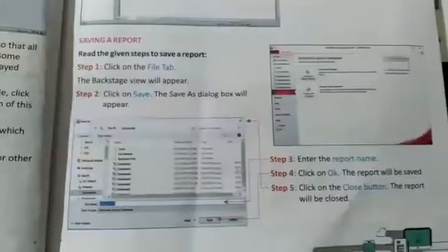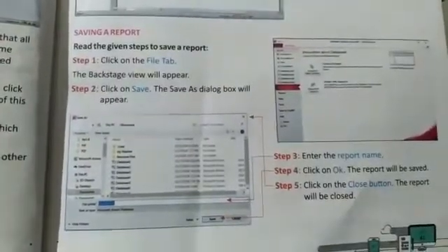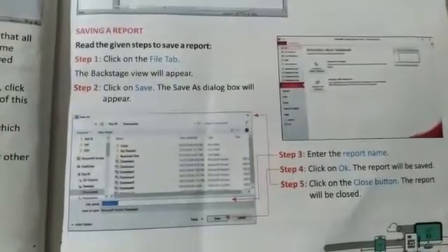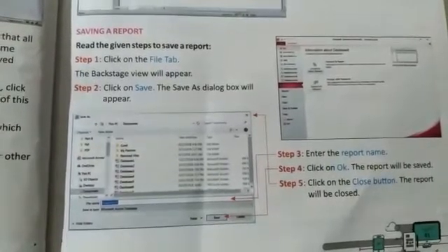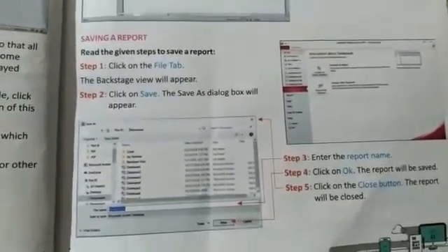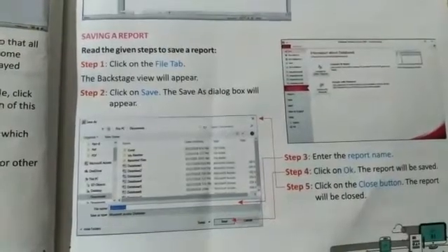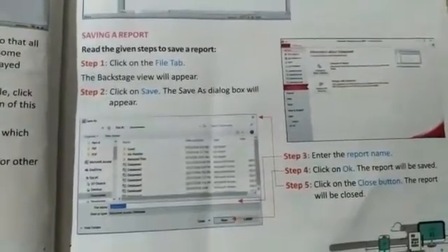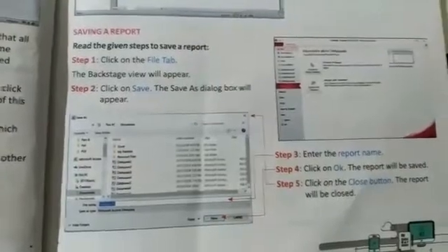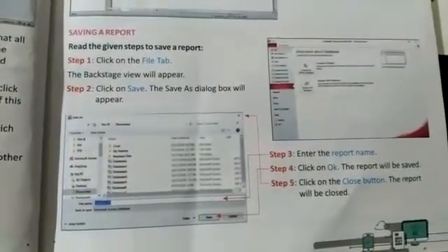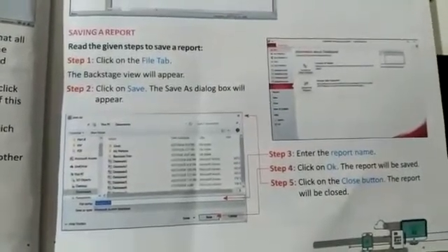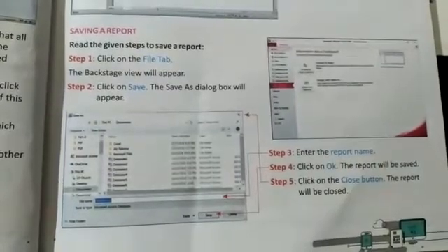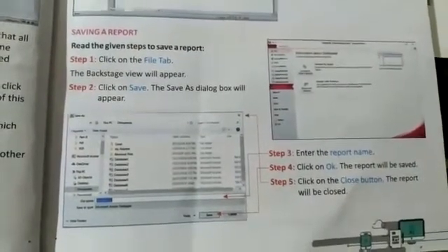Then how to save a report. Steps are: click on the file tab, then you can see the backstage view. Then click on save. The save as dialog box will appear. Then enter the report name, whatever you want to give it. Then click on OK. Then the report will be saved. Click on the close button. The report will be closed.